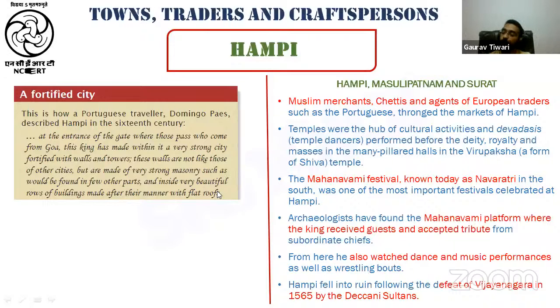That is, इस वो एक फोर्टिफाइड सिटी का हमें कैसे पता चलता है डोमिंगो पेस के अकाउंट से और रिमेन्स से अपार्ट फ्रॉम दैट. Domingo Pace also says that this city had many beautiful buildings and they were in the form of row, that is row housing was prevalent and all these houses had flat roofs. इनकी flat roofs हुआ करती थी.